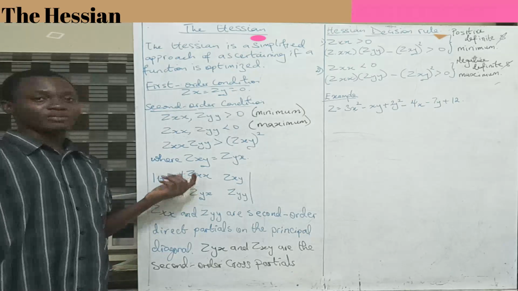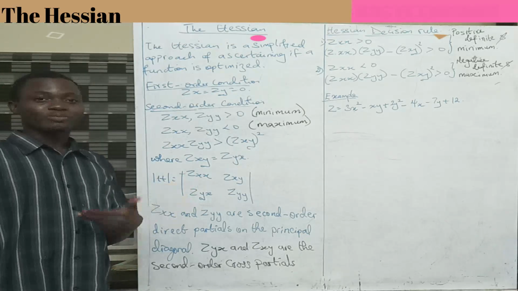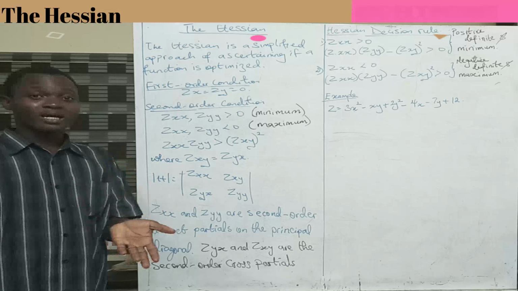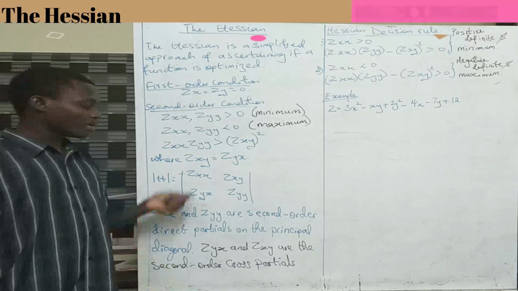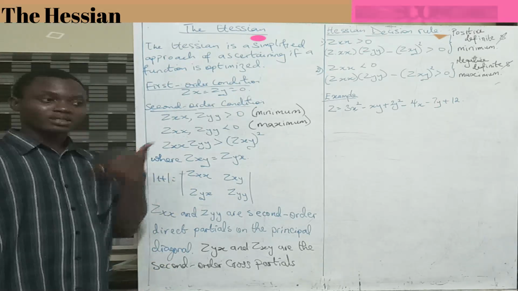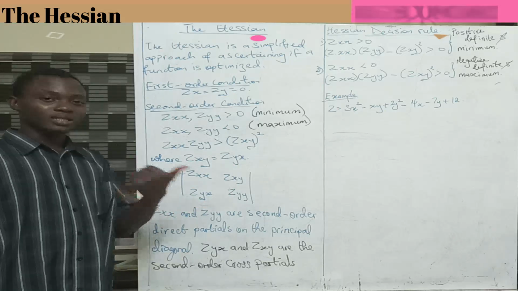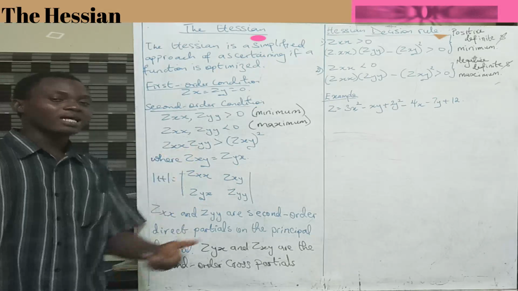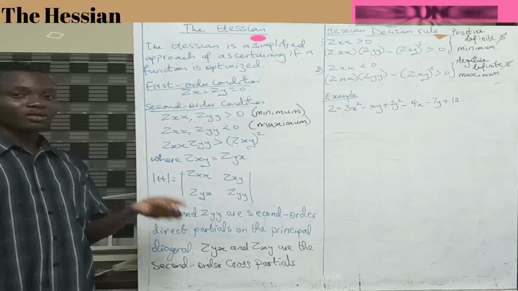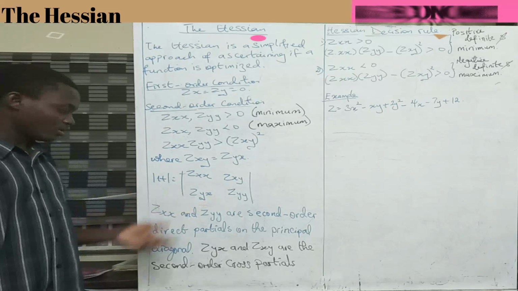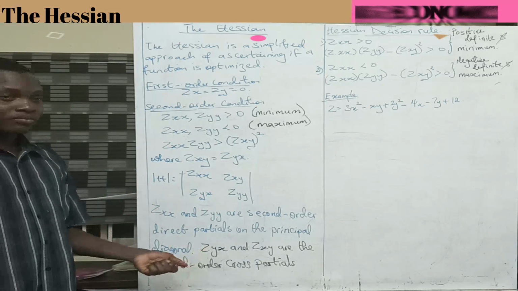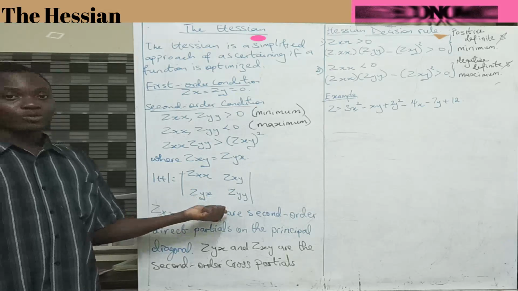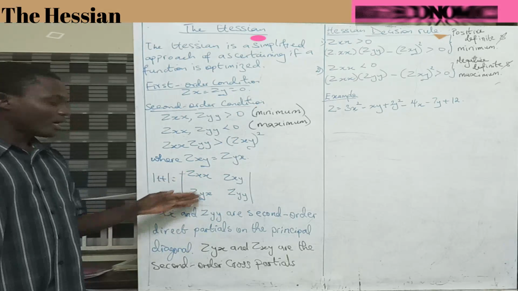You call them direct because you're differentiating with respect to a particular independent variable. So the variable here is x. You're differentiating z with respect to x, then you're differentiating that answer with respect to x again. So we call it a second order direct partial. The same thing with zyy. Then you have zyx and zxy.